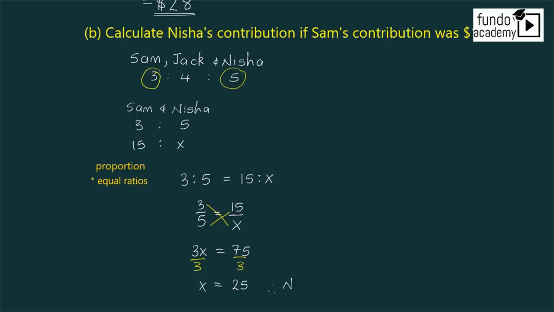So we can therefore say that Nisha's contribution was $25, and we have used this proportion to work this one out. I hope you got that answer correct. Don't worry much, we're going to be looking at proportion with a closer eye in the following lessons, so we're going to be talking more on this.